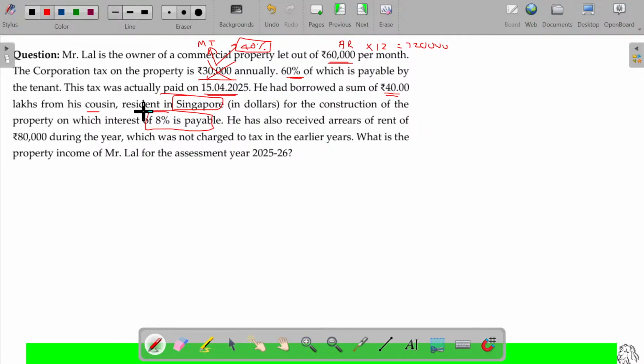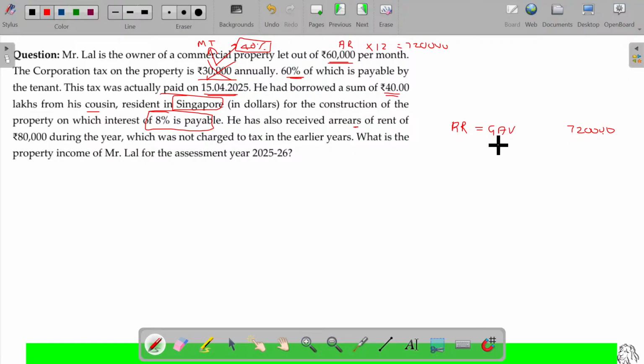TDS will be applicable. We'll study the TDS concept in detail along with the PGBP chapter. So if the TDS is missing, you cannot claim the deduction. He also received arrear of rent. So here, rent received being how much? 7,20,000 rupees. That rent received is considered as GAV.